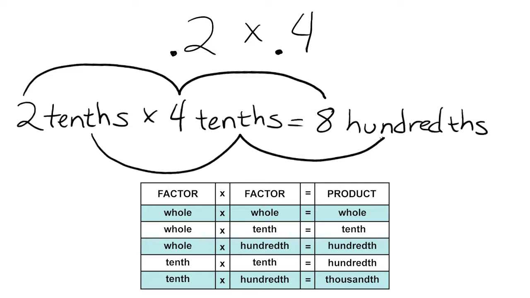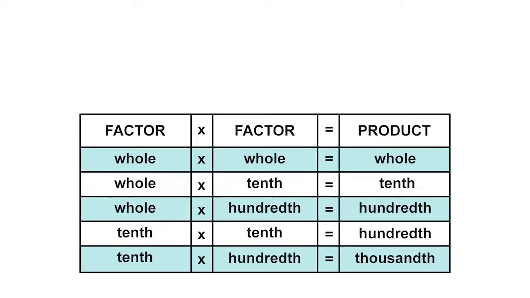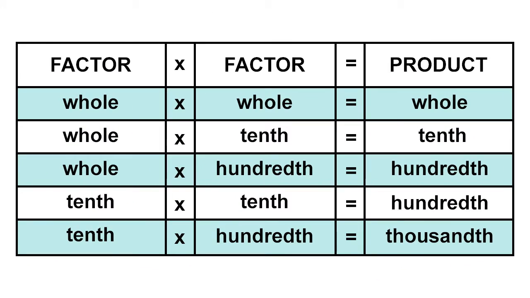To recognize the pattern and relationship between decimal factors and the number of decimal places in the product, let's refer to our decimal product chart. A whole represents 0 decimal places. A tenth represents 1 decimal place. A hundredth represents 2 decimal places. And last, a thousandth represents 3 decimal places.